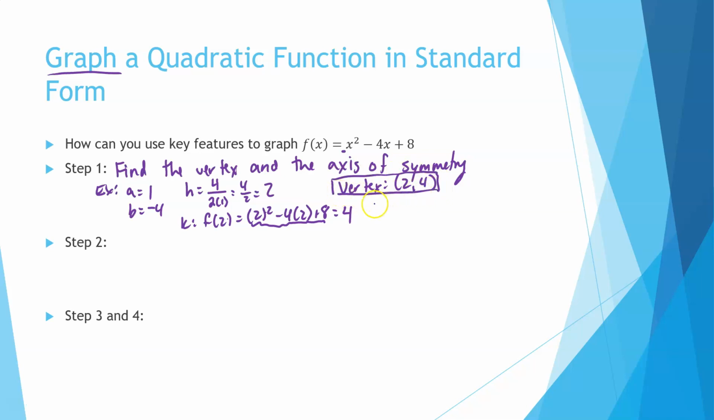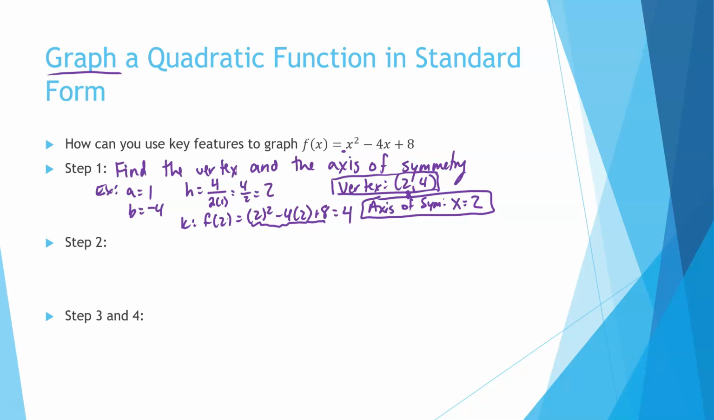But then this one also said to find the axis of symmetry. And remember, we learned in section 1 that the axis of symmetry is the line that cuts the graph directly in half. So it's x equals whatever the x coordinate of the vertex is. So it's going to be x equals 2.